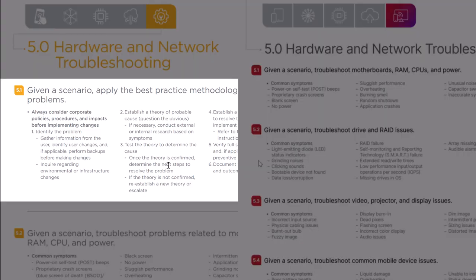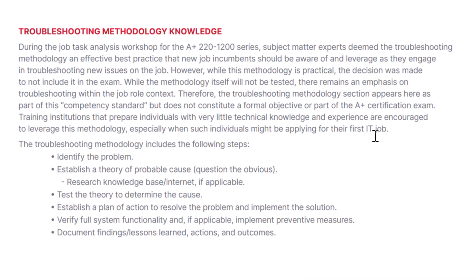1101 5.1 mainly discussed the methods to troubleshooting in general. The reason this was removed is actually explained in the A+ 220-1201 exam objectives document. Essentially, while subject matter experts deem the troubleshooting methodology practical, it is also seen as competency standard in the job role. So while CompTIA does not have this topic as an official objective or even part of the exam, CompTIA added a special section of the document to let you know that this is important information to know, especially to anyone that will be applying for their first IT job.